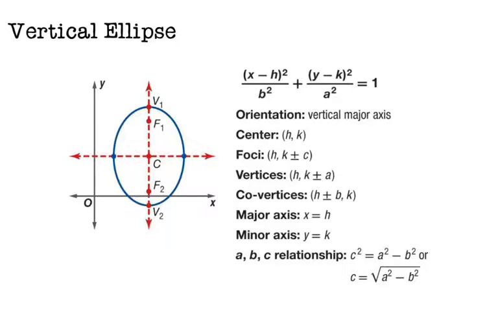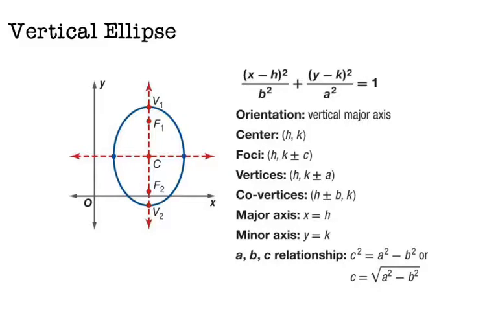So the first few slides are not on your notes page because we already have this information in our foldable for conic sections. So you might want to get that foldable out if you don't already have it out. So first we're going to talk about ellipses, a vertical ellipse and a horizontal ellipse.